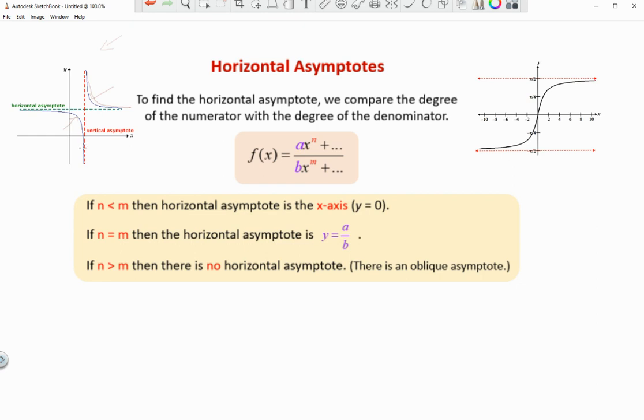Also on the lower graph right here, as it goes towards negative infinity to the left, it moves up towards the horizontal asymptote, but again it will never cross that line.